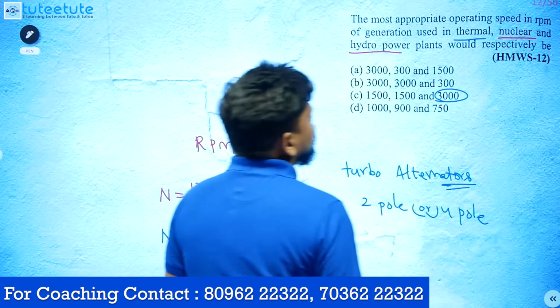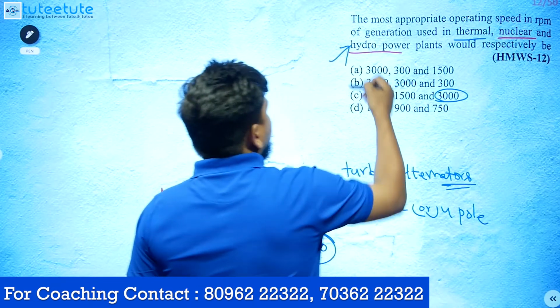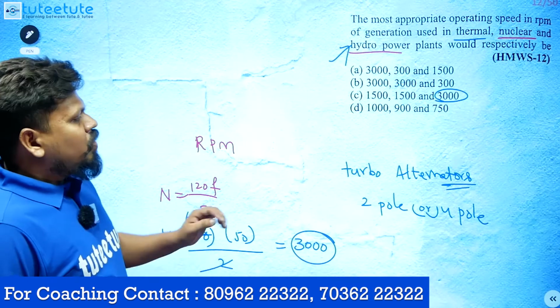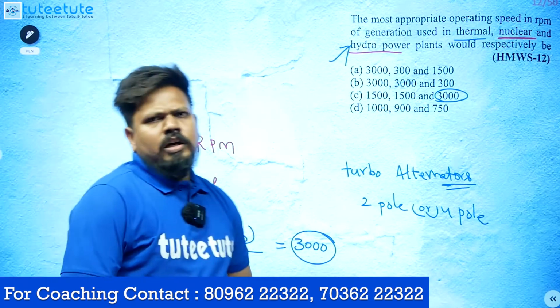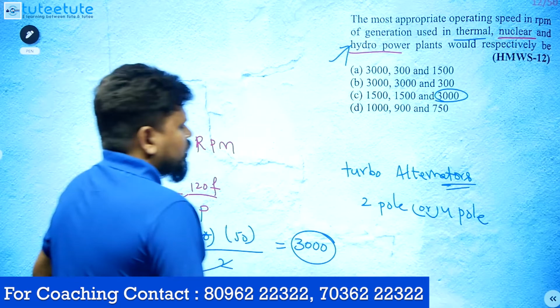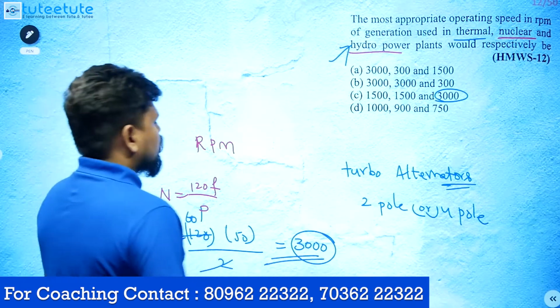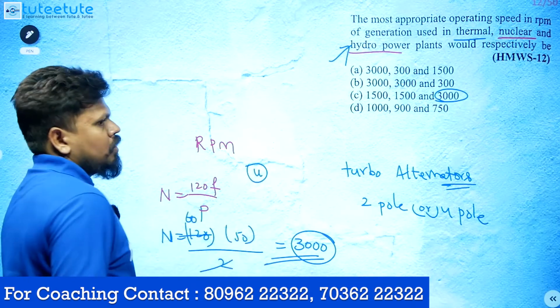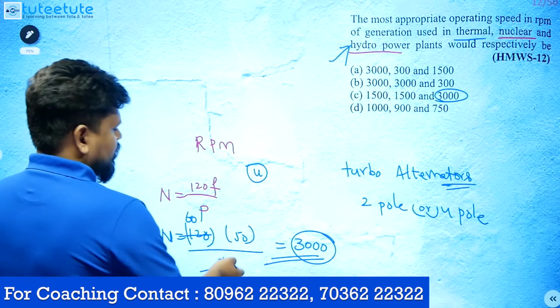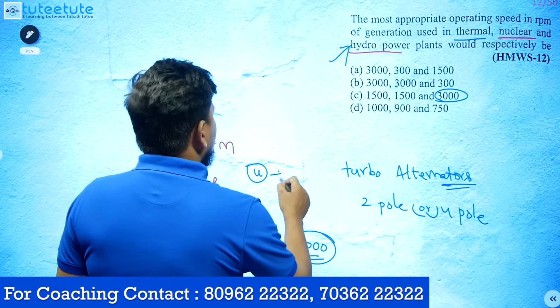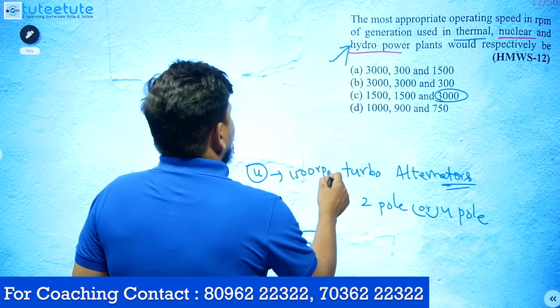Generally we use this in hydroelectric power stations where we have more head and can definitely achieve the speeds. So that's why in turbo alternators 3000 RPM will be there. If you use 4 poles, divided by 2, you will get 1500 RPM.